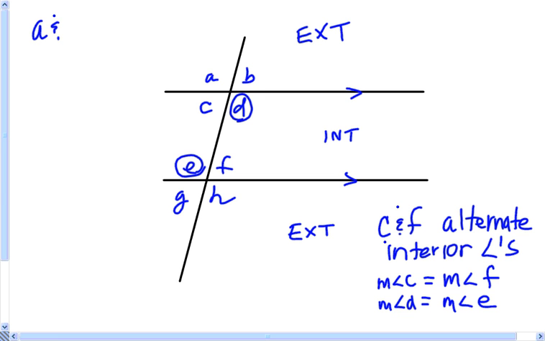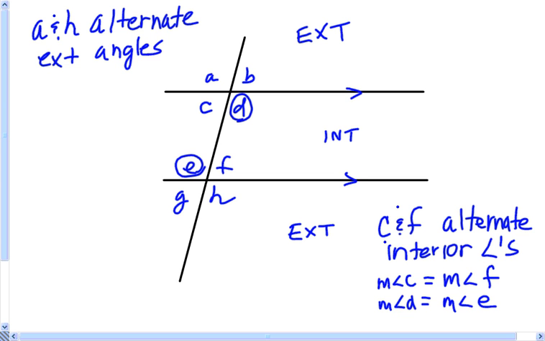A and H are known as alternate exterior angles. So A and H and G and B are pairs of alternate exterior angles, and alternate exterior angles are also the same. So I can say the measure of angle B is equal to the measure of angle G. Those are alternate exterior angles.